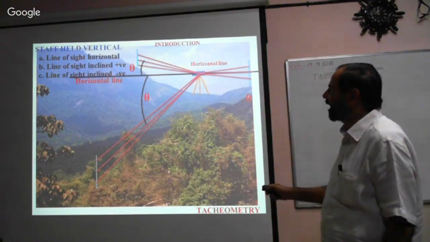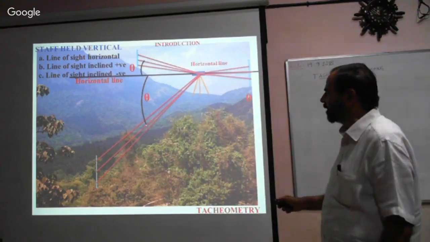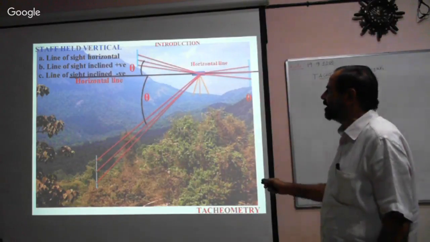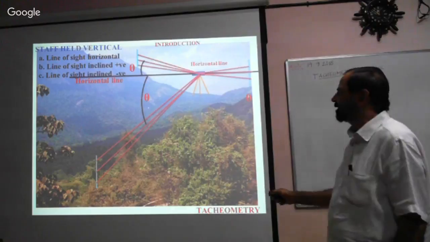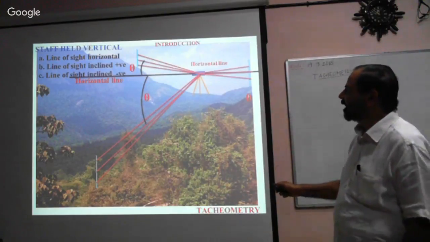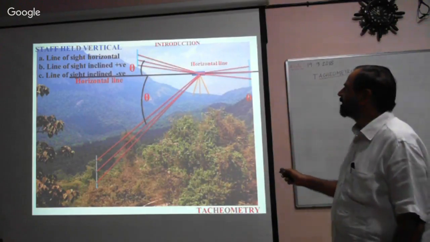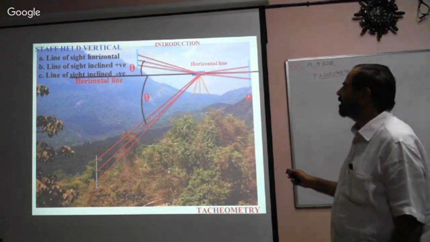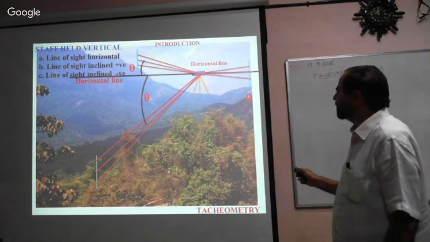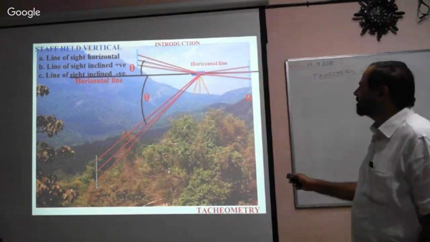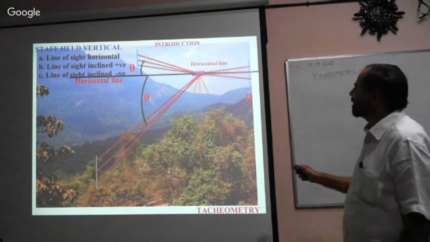That is the angle of depression. The angle of the line of sight is depression, therefore it is minus, negative. This is a negative angle, and this is a positive angle. Now here we are measuring from this situation. Now we are reading.